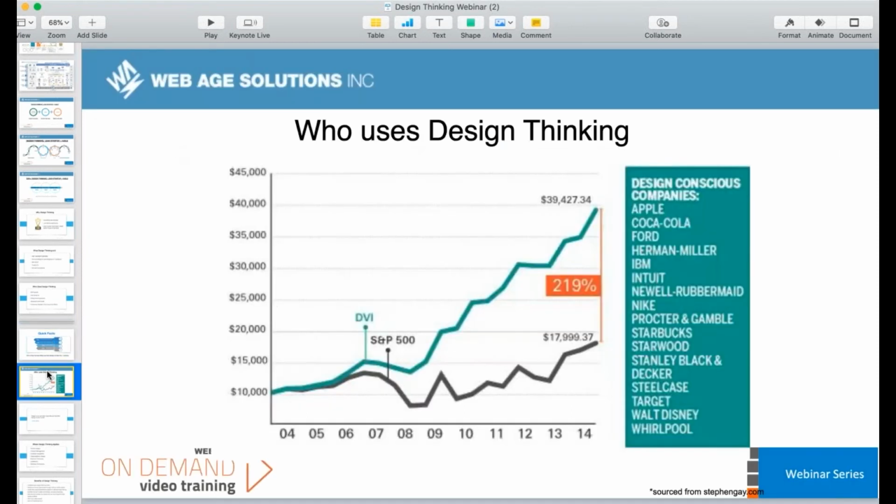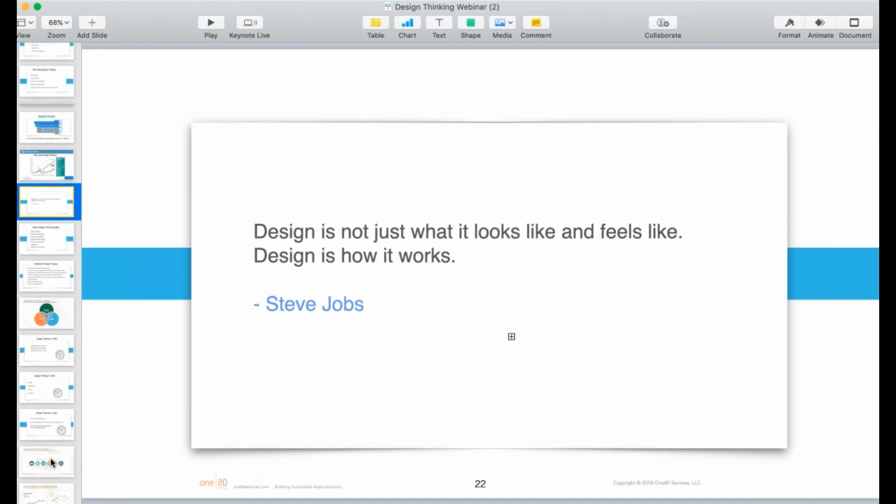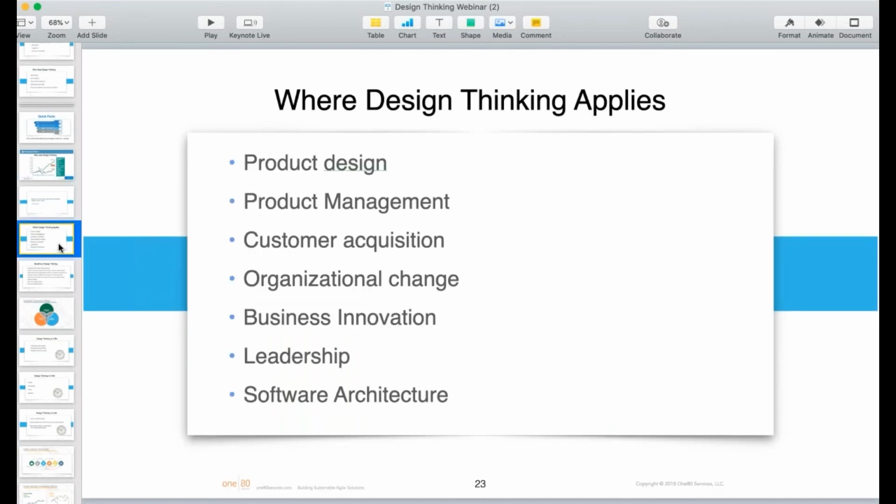So design thinking is very important. Companies that use design thinking, you can see them here, generally outperform other companies on the stock exchange by quite a bit. So it is a proven system. Okay, oops, that's a quote I put in there twice, mostly because I think it's a good one. Design is not just what it looks like and feels like, it is really how it works, what value it adds. So we talked a little bit about where design thinking applies. Product design, product management, customer acquisition, trying to find new customers, organizational change, lots and lots of different areas.